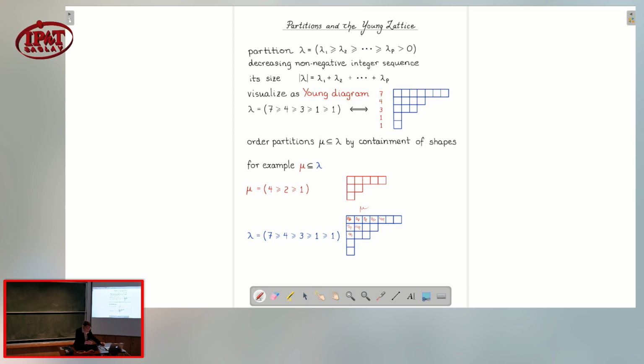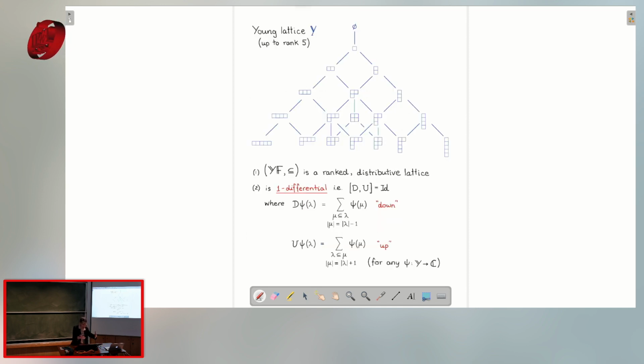And I can draw the Hasse diagram, at least part of the Hasse diagram for you. So up to rank 5, the partitions are arrayed in this following manner. Right? So this is what's called the Young lattice. And it's ranked in the sense that it comes in levels, a distributive lattice.